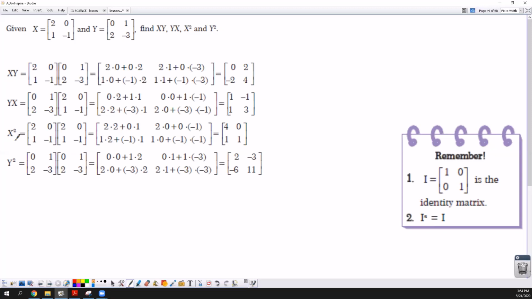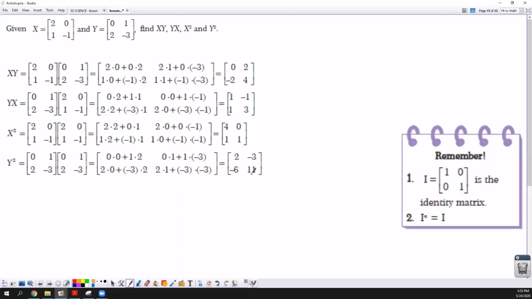To get X squared, of course, we will multiply the matrix by itself: 2, 1, 0, negative 1 and 2, 0, 1, negative 1. So 2 times 2 and 0 times 1, 2 times 0 and 0 times negative 1, 1 times 2 and negative 1 times 1. And for the last element, we will multiply 1 by 0 and negative 1 by negative 1. So you're going to see all entries of X squared, which is 1, 0, 0, 1. And for Y squared, we are going to have 2, negative 3, negative 6 and 11.